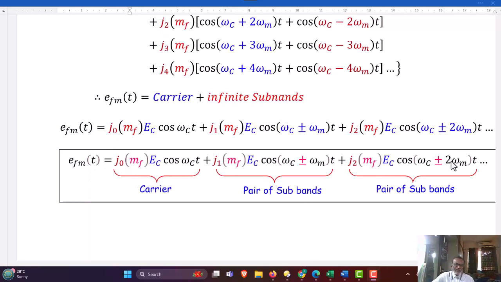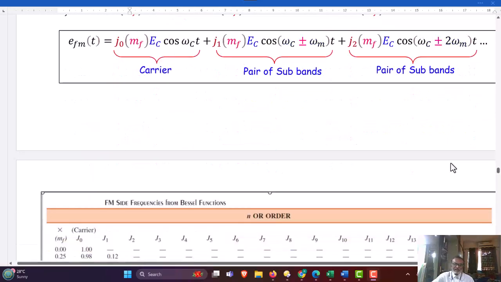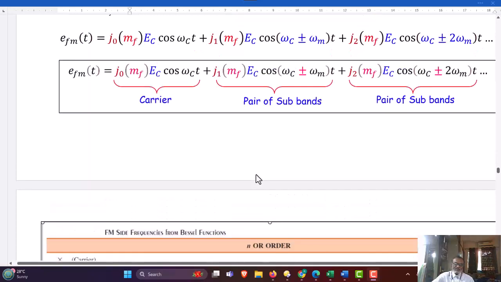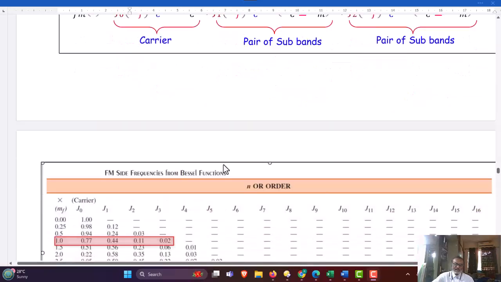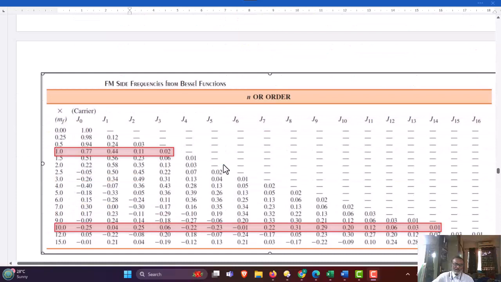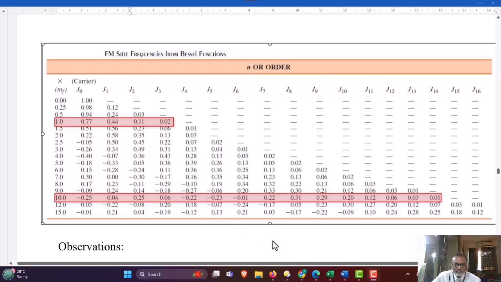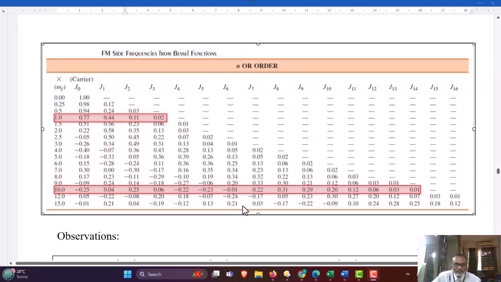Now this mathematical expression can be graphically plotted as an XY graph, and that is nothing but the spectrum of an FM signal. Whereas the coefficients J0 to Jn at various values of modulation index mf are shown in a table of Bessel functions here.